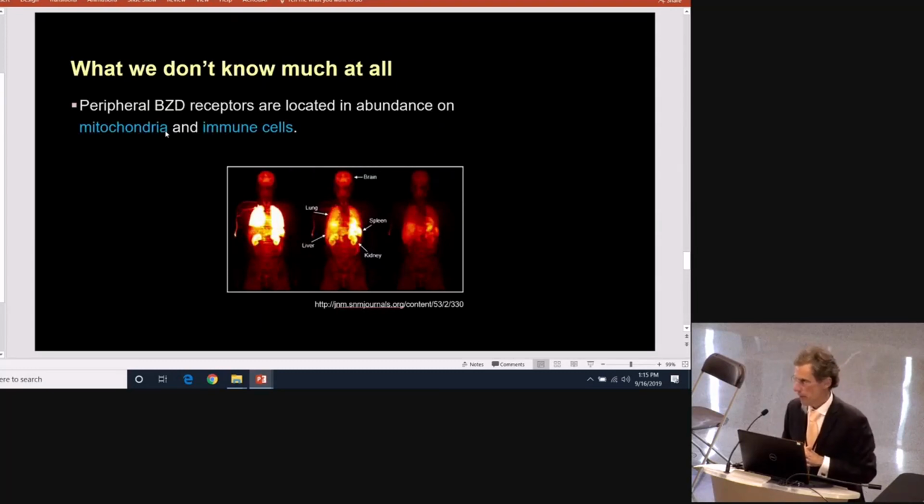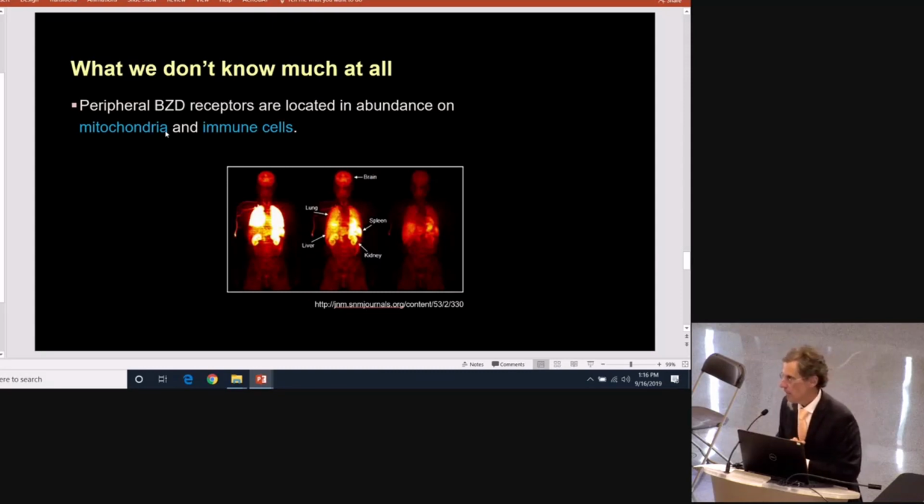Then I found this paper, and this is a scan of benzodiazepine binding not to the brain, but the rest of the body. And I was just stunned. Mostly these types of scans, there's a little bit of a light here, a little bit of a light there, and you try to figure out what it is. The whole body is lit up here. So how could that be?